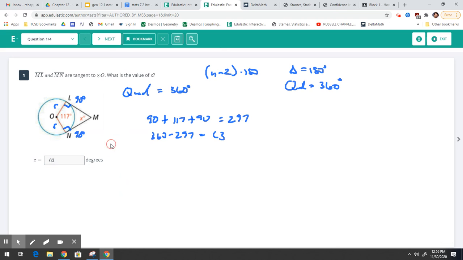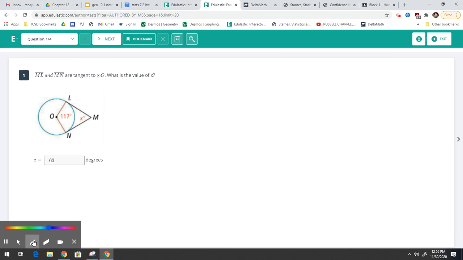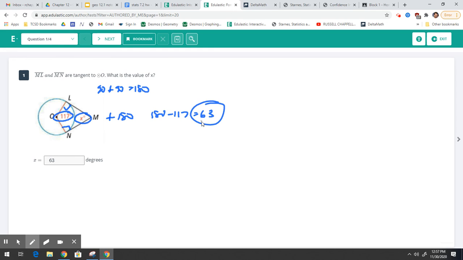Now, there's another hint I want to show you. It's more of a shortcut. Let me erase what I have written here. If you look at this picture, if these two angles are both 90 degrees, 90 and 90 is 180. If these two angles add up to 180, then what is left over to equal 360? Another 180. That means that this angle and this angle also have to add up to 180. So what is 180 minus 117? It's 63, which is the answer we put in. So be aware that you can solve it like that as well.